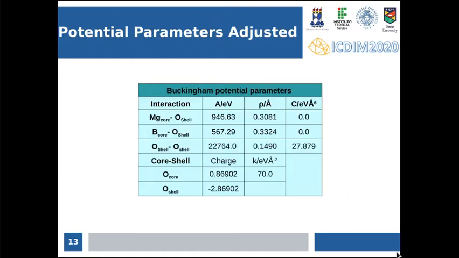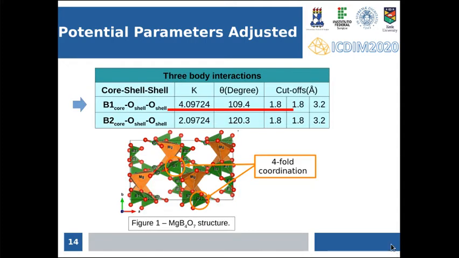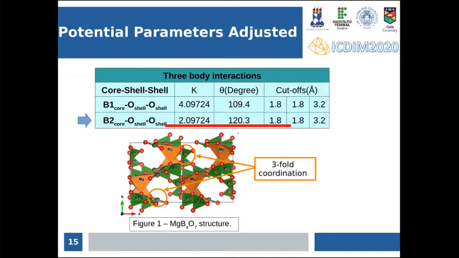So here we present the Buckingham potential parameters fitted in this work, and here we present the three-body potential parameters. I will call your attention to two kinds of three-body potential. It's happening because boron is organized in two different polyhedra. Here you can see the tetrahedron, and here you can see the boron organized in threefold coordination.